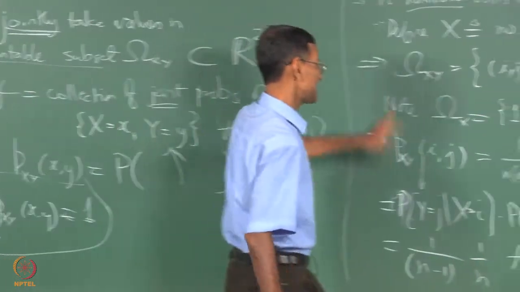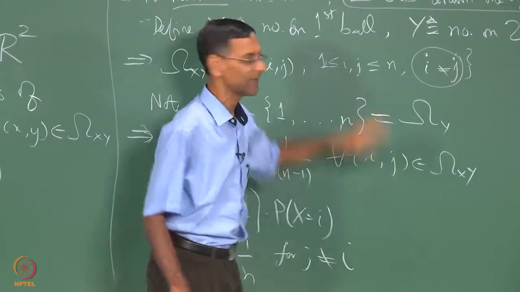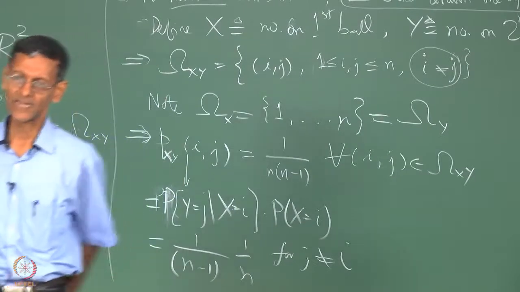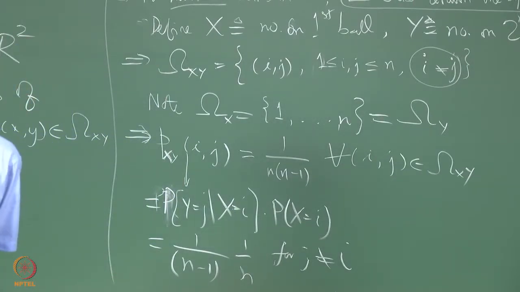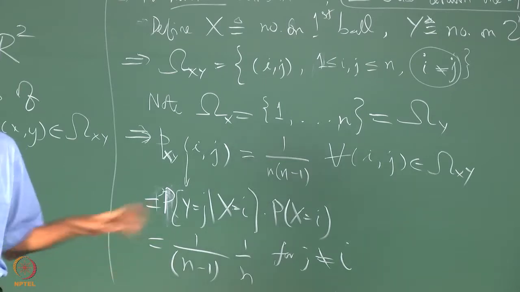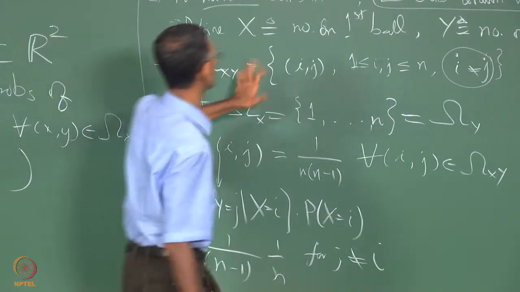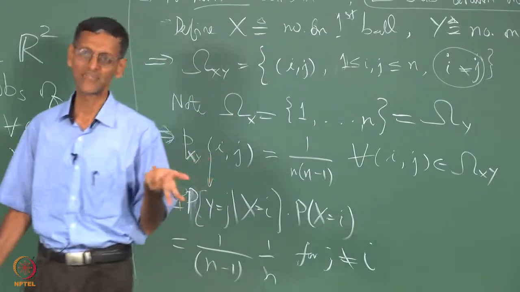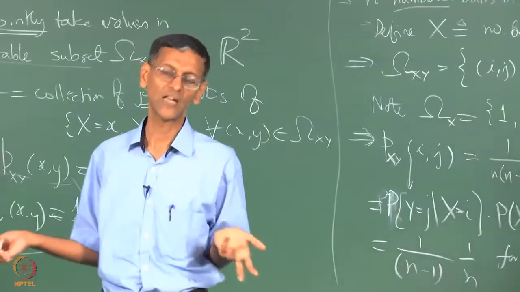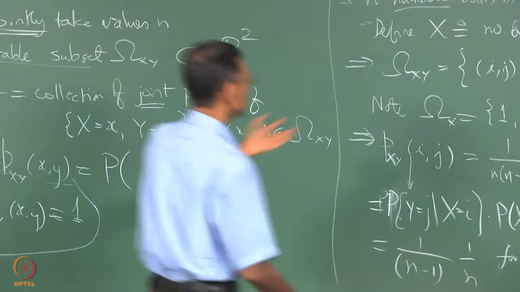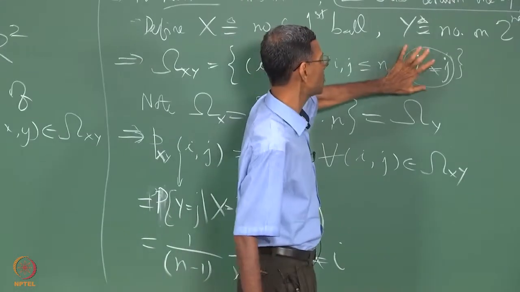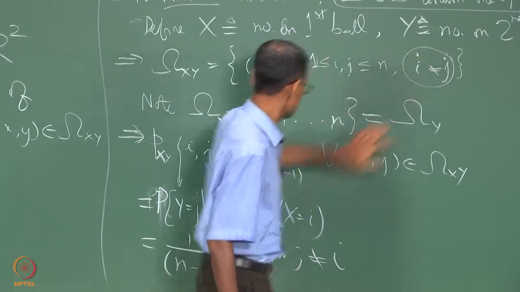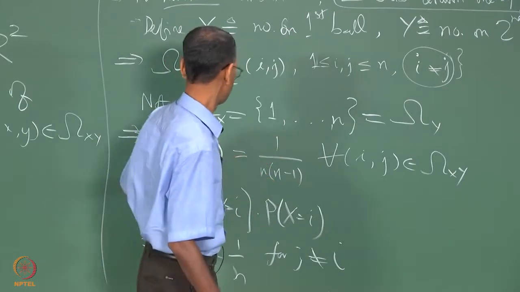In fact, it is somewhat inconvenient to leave out these diagonal entries if you write it as a table. So sometimes they expand omega xy to include those, another countable collection, and then attach 0 probabilities to those points. That is perfectly alright. So in some other specification you could move this part to here.